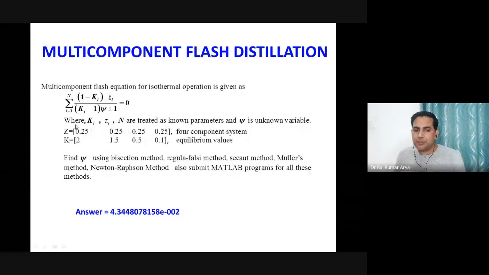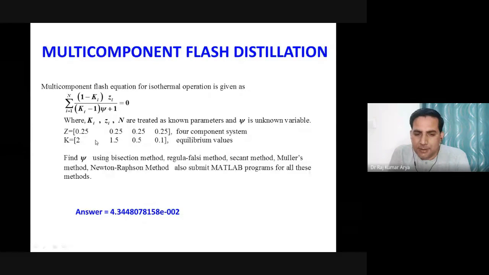Now z is given to you in this way for a 4-component system. And K is also given to you: 2, 1.5, 0.5 and equivalent values. So you are supposed to calculate your value of psi by using the methods which I have told you: bisection, regula falsi, secant. Mueller's I have not taught yet; Newton-Raphson I have taught here. So by taking these values, you just calculate what should be the value of your psi.